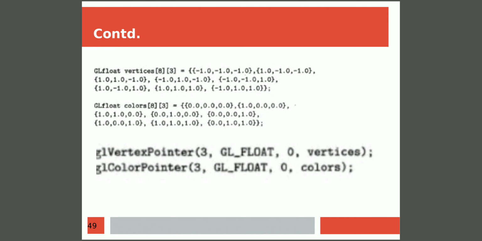The second parameter specifies we are representing these values in a floating value format. Then the third parameter represents we need to consider all the colors starting from the 0th index of an array. Then the fourth parameter represents the name of an array, that is color.